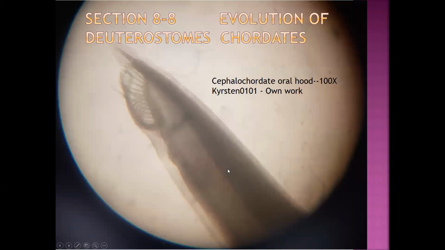And finally, we'll look at the deuterostomes, which is the group that includes the vertebrates. And this is actually a cephalochordate. It was a filter feeder. And it is considered to be the ancestor of the vertebrates.